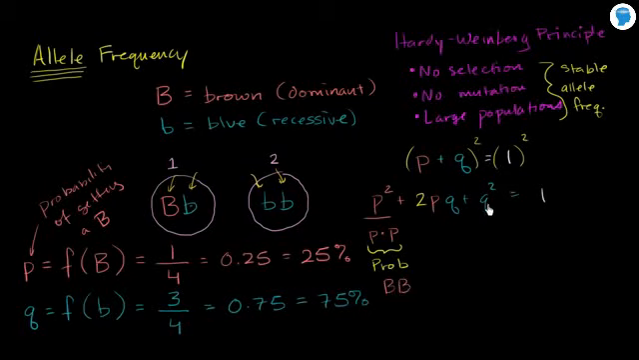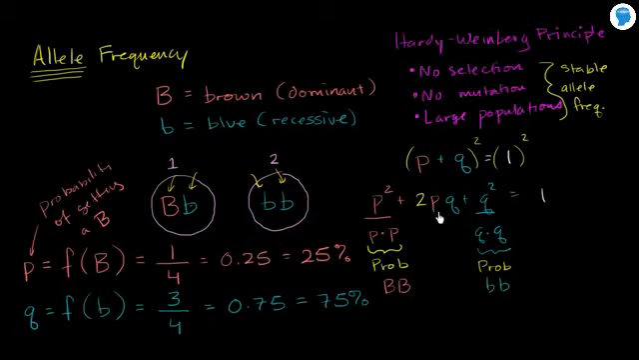And so by the same logic, what is Q squared? Well, Q squared, that's just Q times Q. Q is the probability of getting 1 recessive allele. So this is the probability of getting 2 recessive alleles, 1 from your mother and 1 from your father. This is the probability, if you were randomly born into this population, of getting 2 recessive alleles.